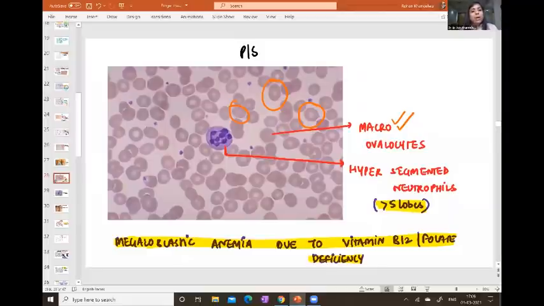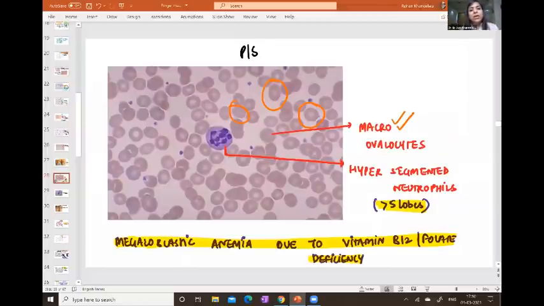And where will you see macro-ovalocytes? I've told you a very famous mnemonic: there is a very famous girls-only medical college in Delhi, which is very popular amongst the boys. That is Lady Hardinge Medical College, LHMC, right? So where will I see macrocytic RBCs? The mnemonic is LHMC. L for liver disease, H for hypothyroidism, M for megaloblastic anemia due to B12 or folate deficiency, and C for cytotoxic drugs, right? So if you see such a peripheral smear, you have to think of LHMC, right?